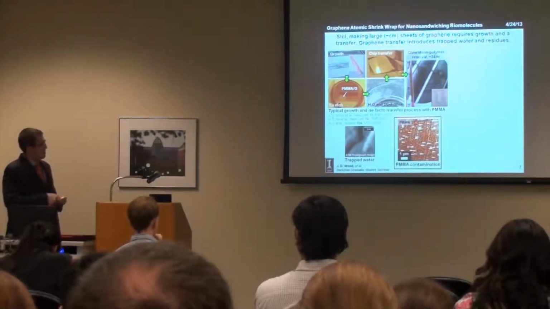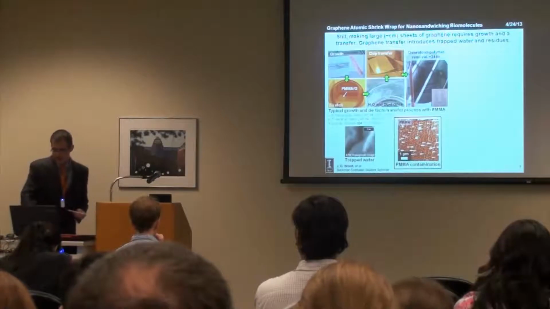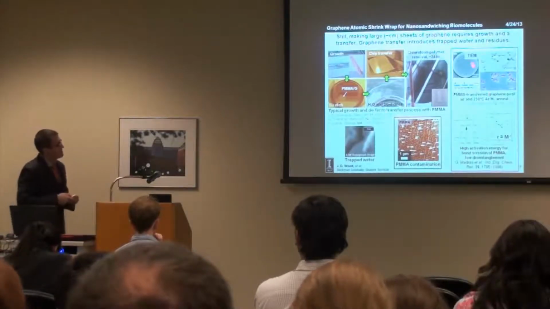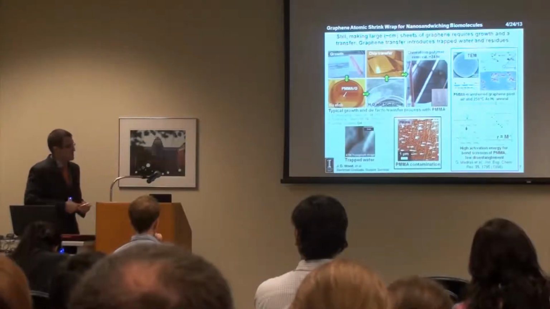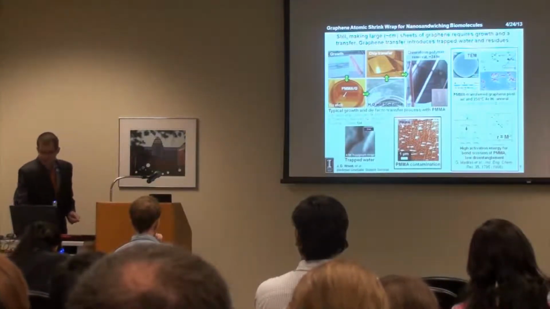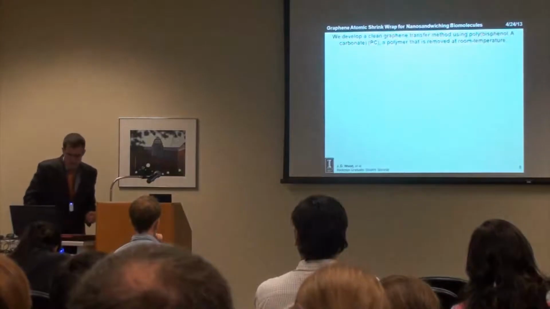But more importantly, this polymer doesn't come off very well. It contaminates the surface. This has been studied several times, where getting rid of it using heating and annealing and using dissolution and solvents has been very challenging. So what can we do differently?